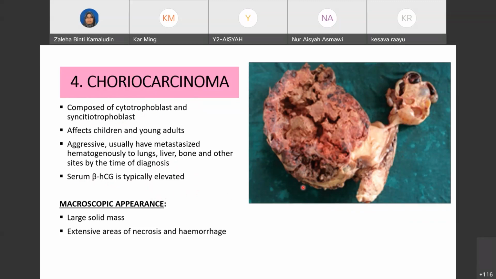And the gross description of this tumor is a large solid mass with extensive hemorrhage and necrosis. That is the characteristic of this tumor. It usually has extensive necrosis and hemorrhage.